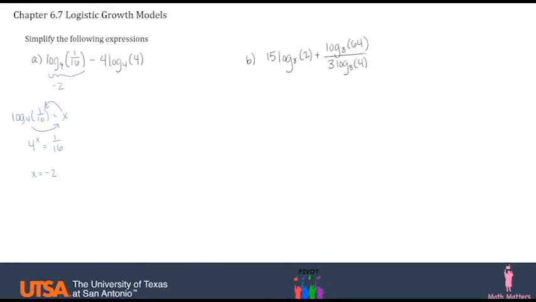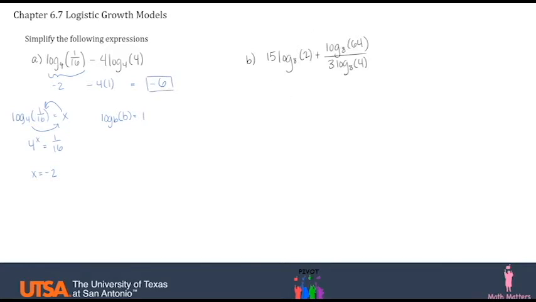And then for the 4 times log base 4 of 4, we know that log base b of b always just simplifies to 1. So this is going to be minus 4 times 1. And then we have negative 2 minus 4 gives us negative 6, and that's our answer for part A.